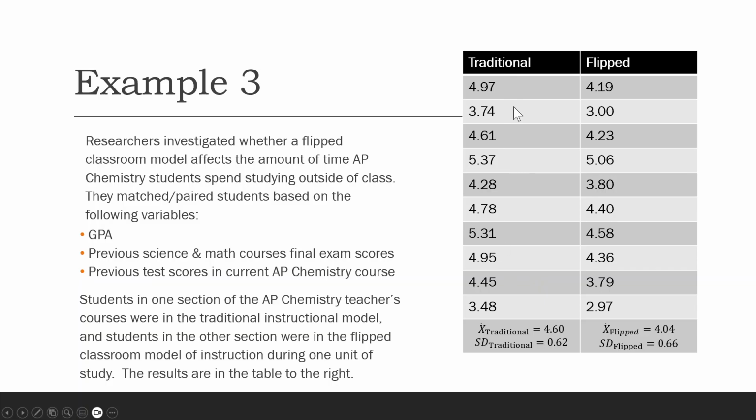Now, what we can do is get the sample mean for our traditional group. That was found to be 4.60 with a sample standard deviation of 0.62. And in our flipped classroom, the bars on those X's are kind of shortened here, but this is your sample mean for your flipped classroom. They spent on average 4.04 hours studying outside of class with a standard deviation of 0.66.